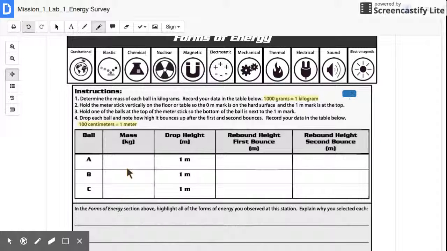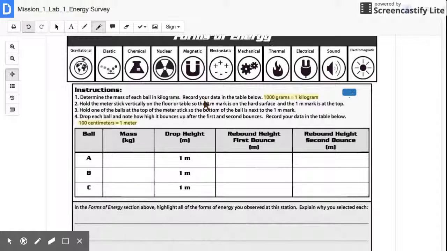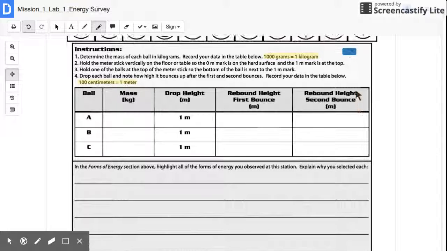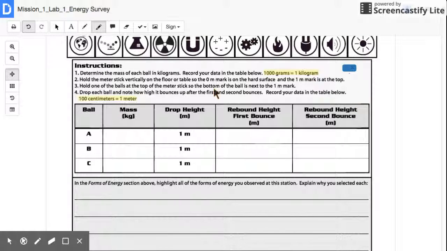Now, as you follow those directions, you're going to do what it asks you to do. And one of the things you're going to do in this lab is to write down the rebound height of the ball and the rebound height of the ball on its second bounce as well. Now, not all labs do we get to do this, but in this one, if you would like to bring in your smartphone, if it has the ability to take video, we can video the balls bouncing up and down, and that will allow you to get better data.